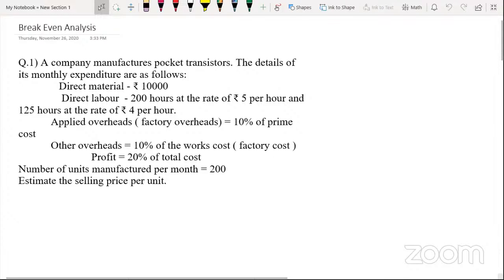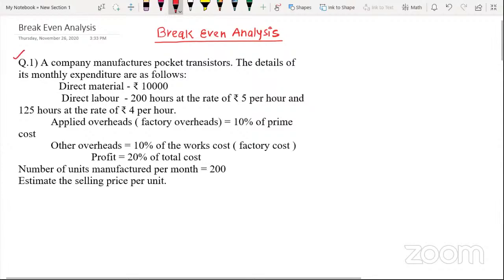In this lecture, we will discuss two topics. Our first topic is break-even analysis. It is slightly one of the easiest topics from the examination point of view. We will try to understand it with the help of some questions. I have taken some of the previous year questions.